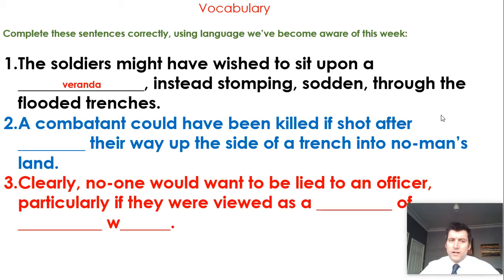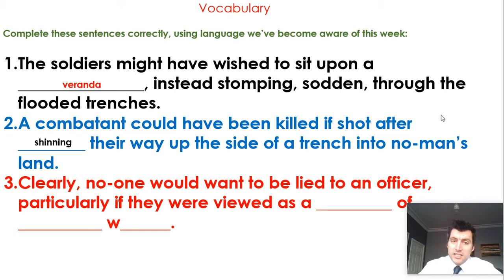Hopefully now you've identified that the soldiers might have wished to sit upon a veranda. If you remember when we were looking at elements of Rudyard Kipling's writing, we had that idea of the veranda being an outdoor space that people could sit, relax, have a nice time on. I'm sure if I were a soldier, I'd much prefer to be sat on a veranda having a cup of tea than stomping because I'm sodden, so I'm soaking wet through the flooded trenches. I would much prefer to be on my veranda.